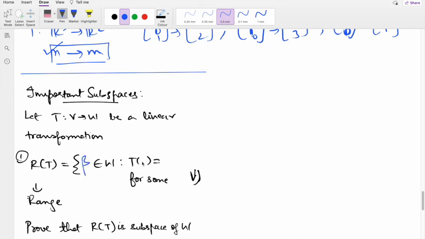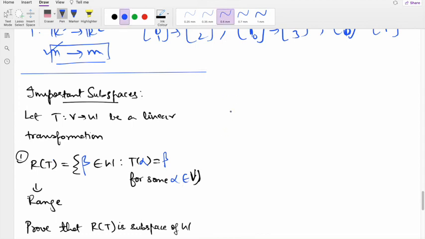Okay, let's say beta, some alpha. So what I'm saying is that this is basically the set of all such vectors in W which I can reach using T. That is, there exists some alpha in V such that if I apply T on this alpha, I will get beta. This is a simple thought process from functions, right?